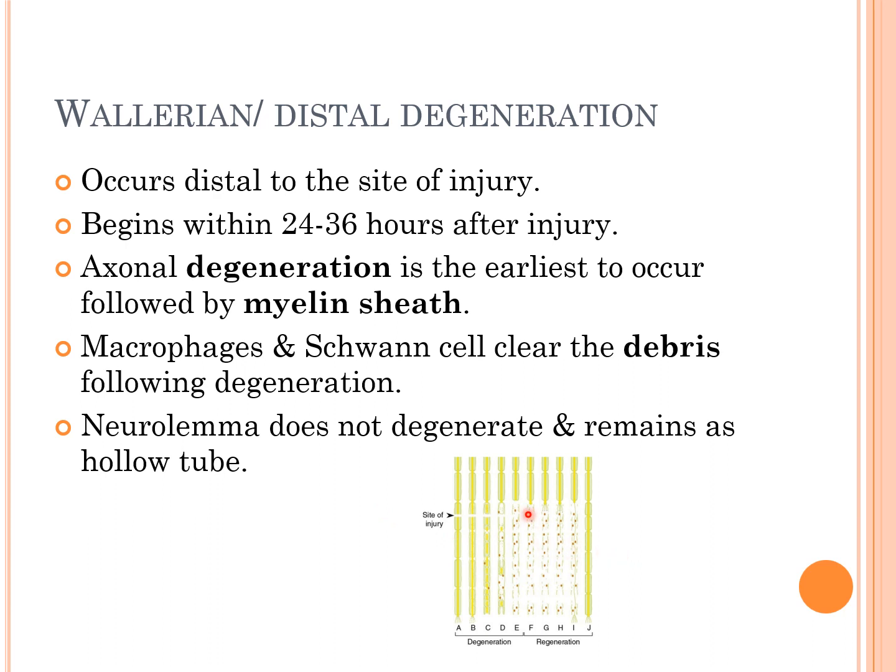So here you can see the changes which occur. This is the site of injury. Following the injury, distal to the site of injury, there are some degenerative changes which occur. You can see that first the axis cylinder will be filled with the debris, then even the debris will be removed, right? So these are the degenerative changes, and only a hollow tube, that is the neurolemma, will remain.